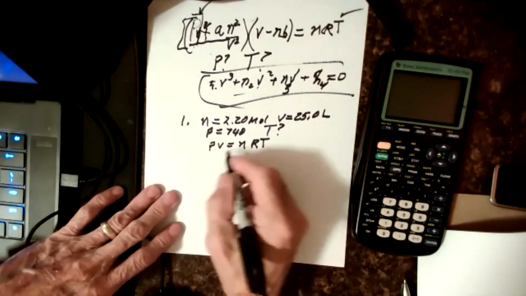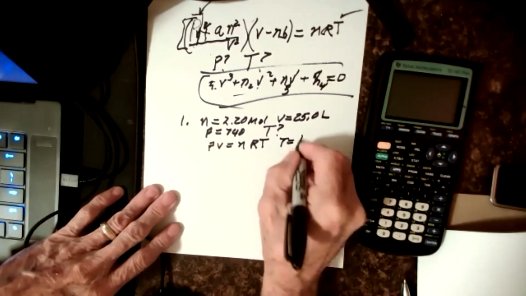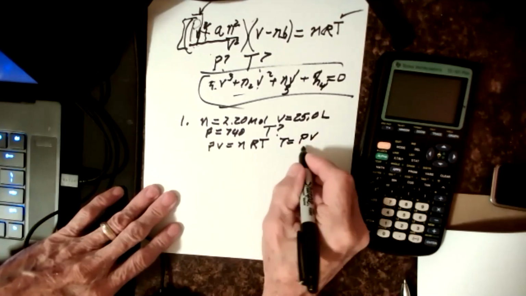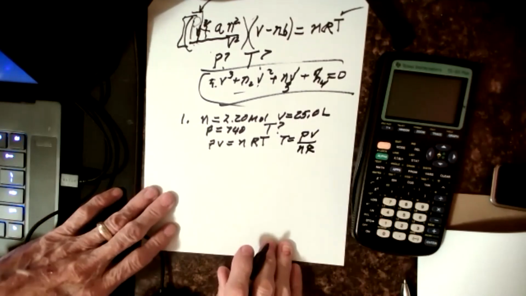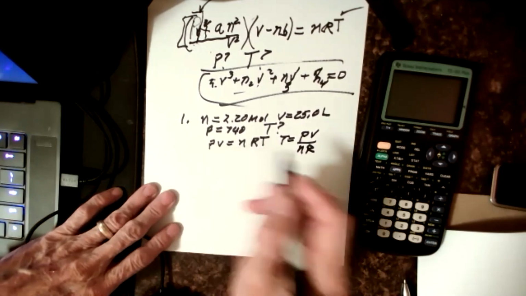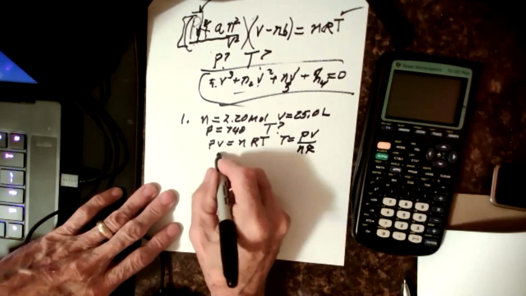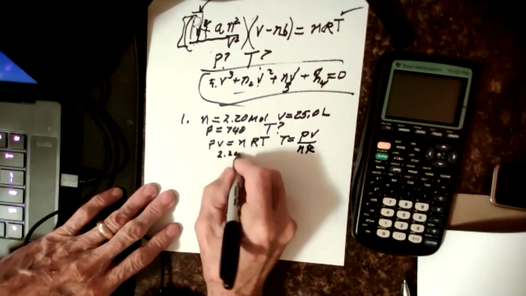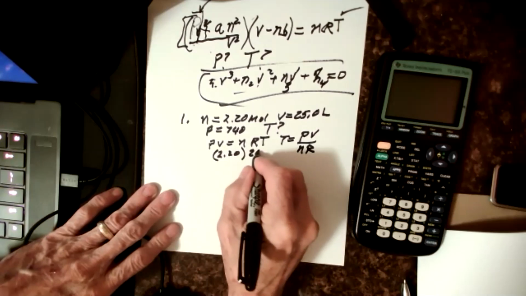And so temperature is going to be equal to P times V over N and R. Okay, so we just need to plug our numbers in. So the pressure is 2.2. The volume is 25 liters.